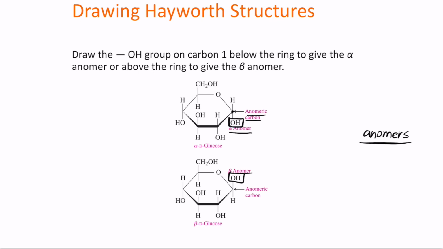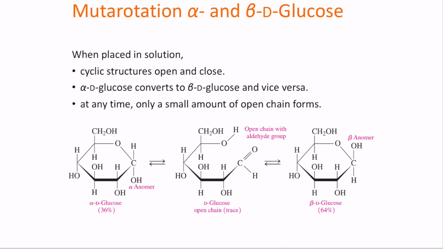This is important because it can also help you in separating the structures into two different parts. So you have alpha D-glucose and you can get beta D-glucose. These are the two ways we can classify these structures.